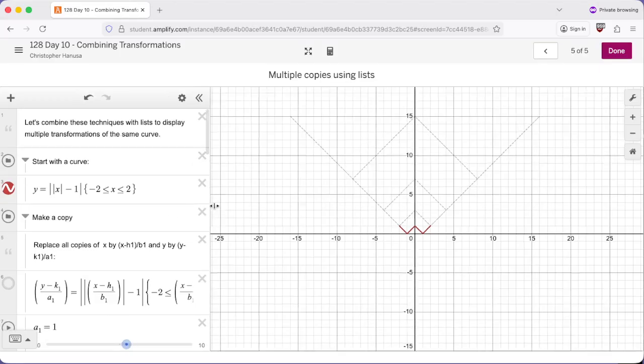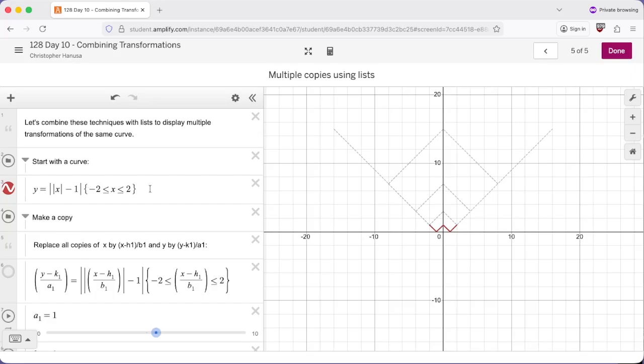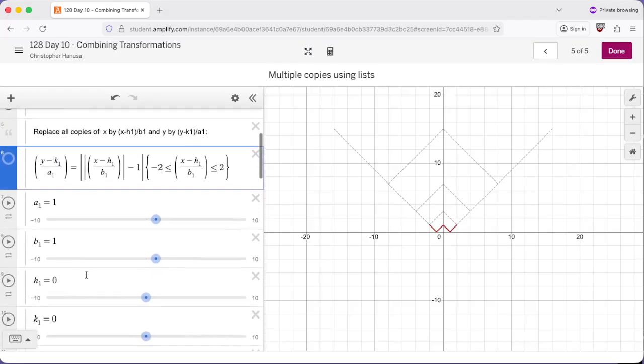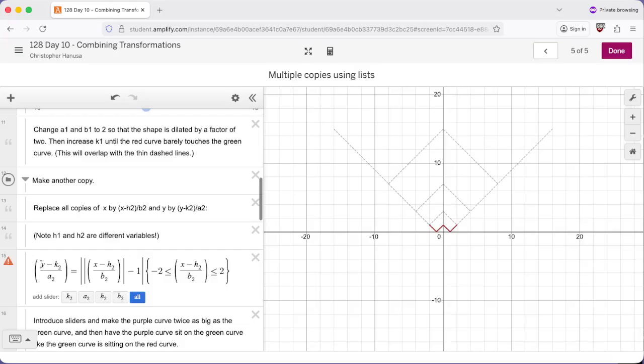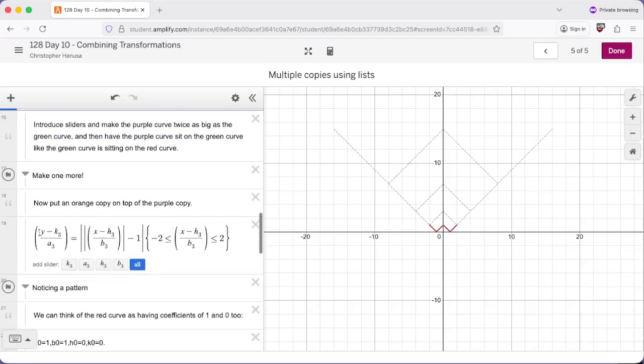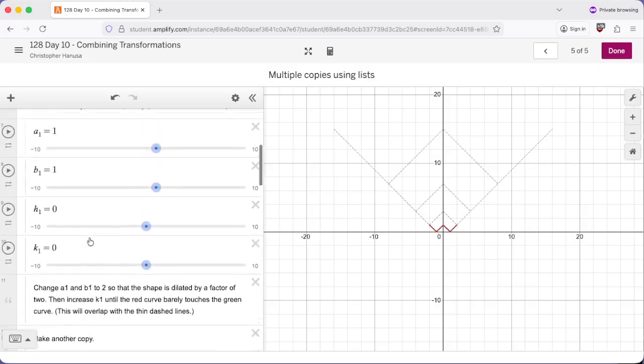Okay, so when you have a function like this and you want to make a copy of it, let's replace all of the y's by y minus k over a, and x by x minus h over b. And you can see here I've made it y minus k1 instead of y minus k, because later I'm going to make it y minus k2 or y minus k3, because I want each of them to be a different copy.